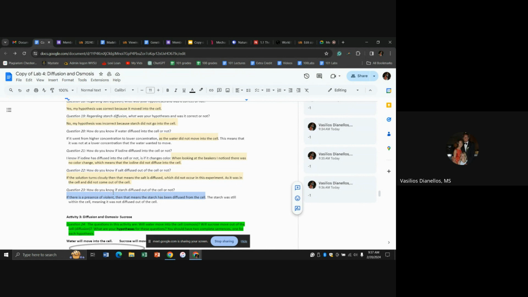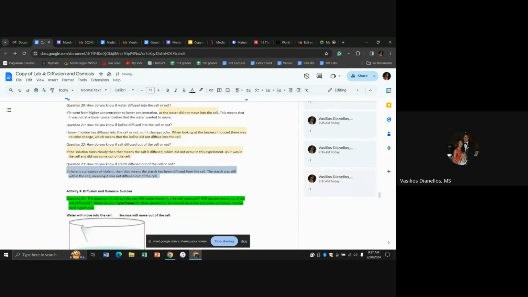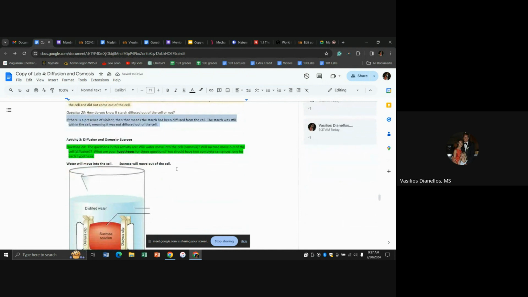But anyway, let's keep moving. For now, this is correct. A small mistake, you're not going to lose a point. The starch was still within the cell, meaning it was not diffused out of the cell. So once again, here we go. You have to lose a point for this because according to your own data, starch did move out of the cell. Anyway, let's move on to this next one.